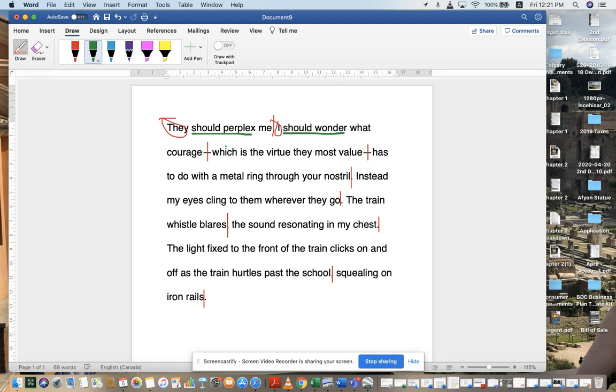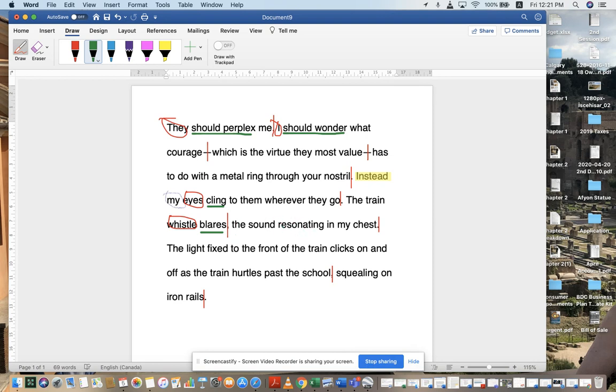There is a subject here, and it has a lot to do with the relative clause, which is that "which" part. Remember that we talked about last video? We finally see it here, but we will get to it in a minute. All right, then instead, we have an adverb, "instead." "My," the possessive, and then "eyes" is the subject, and we have "cling" as our predicate. Then we have "train whistle," so we're going to go to "whistle." "Train" here is just modifying "whistle" as an adjective. And "blares." Okay. The sound resonating.